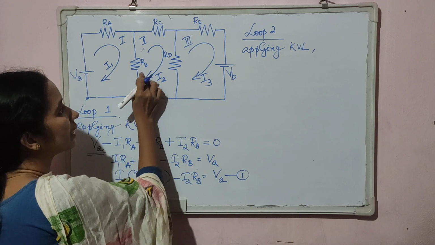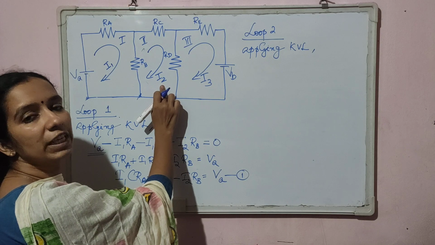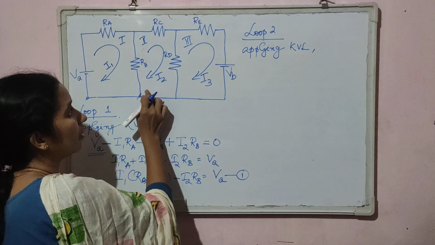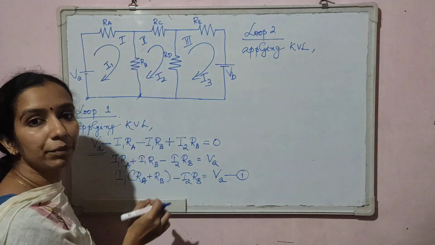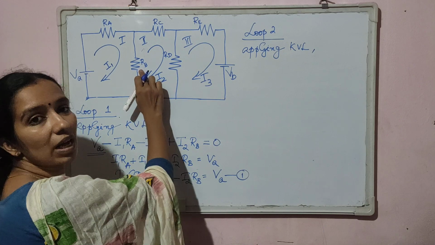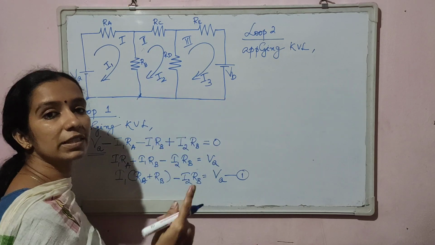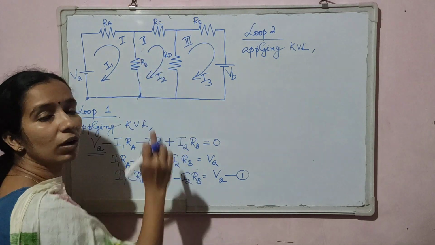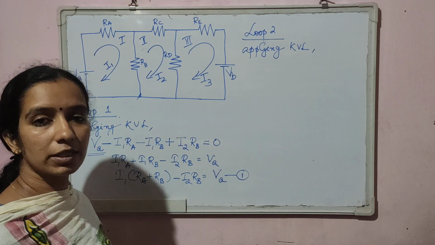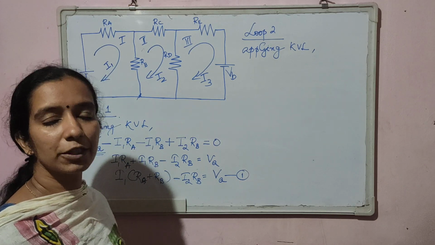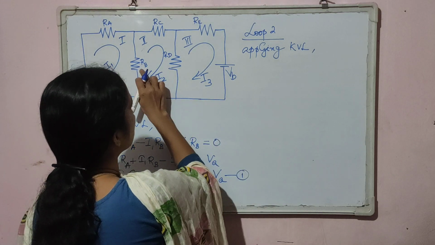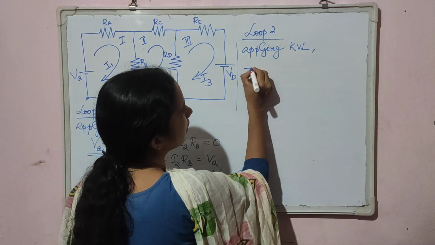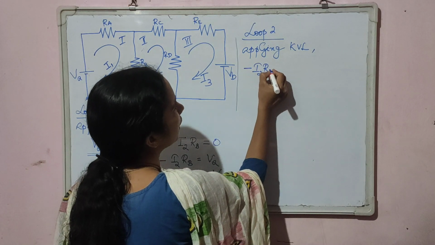So I am moving in this direction. Current I2 is also moving in the same direction. See, I2 flows like this. So I am moving in this direction, and I2 is also in the same direction. So voltage drop across RB due to I2 should be considered as negative. When the direction in which we are moving and the direction of current flow are the same, voltage drop across the resistor should be taken as negative because there is a drop in potential. So voltage drop across RB due to I2 should be taken as negative, that is minus I2 into RB.